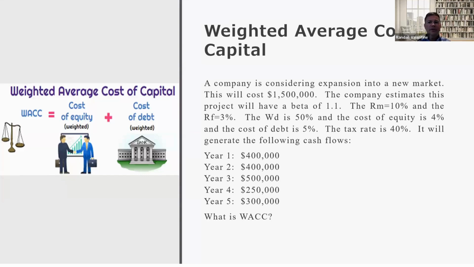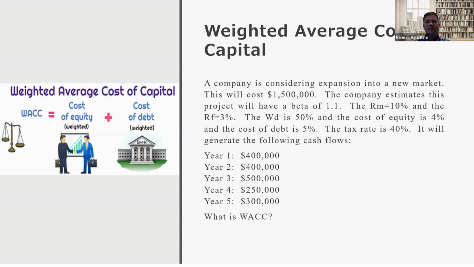So a company is considering expansion into a new market. This will cost 1.5 million. The company estimates the project will have a beta of 1.1, return on market is 10%, and the risk-free rate is 3%. We know those don't matter for WACC. Those mattered for CAPM. They do not matter for WACC. So the next part is what matters for WACC. The weight of debt is 50%.